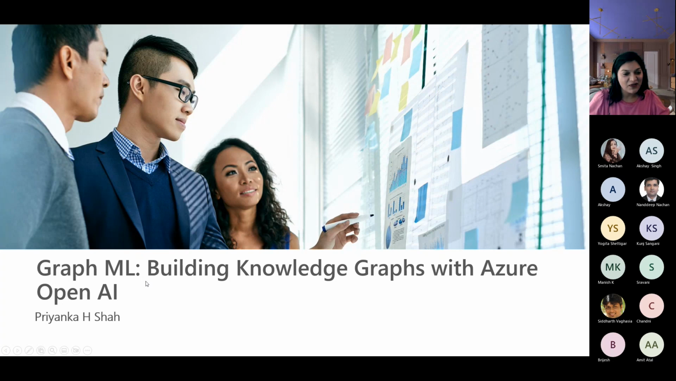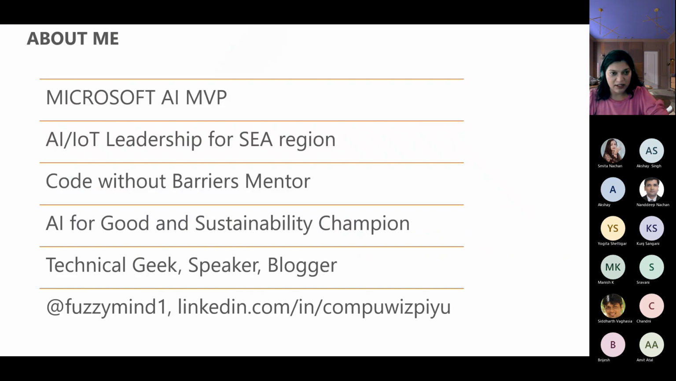So first is about graph machine learning, building knowledge graphs, and then second is how it works when we combine it together with OpenAI GPT-3. And I need not say anything about GPT-3 because that is currently the talk of the town, one of the most powerful technologies out there. So I hope we'll have fun learning about this today.